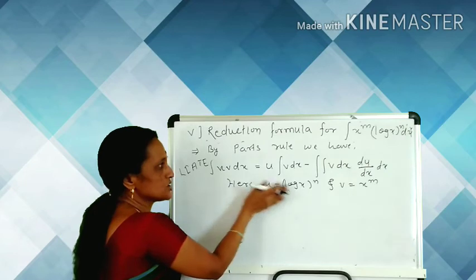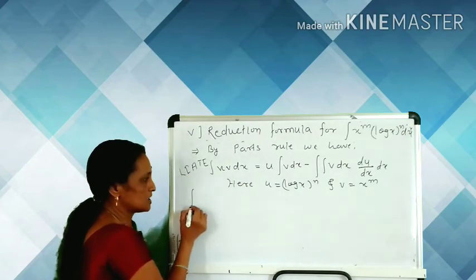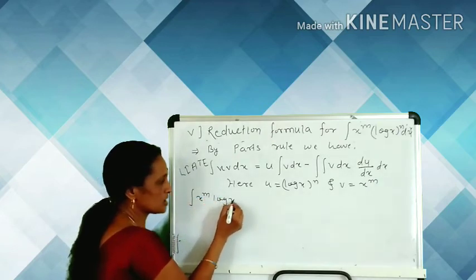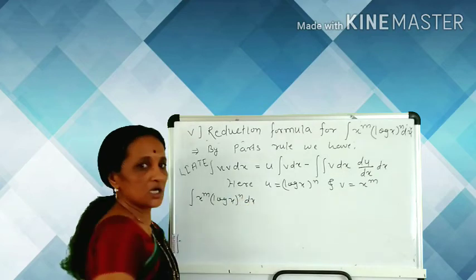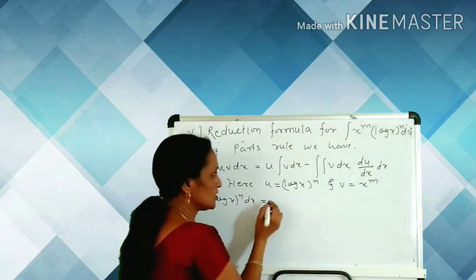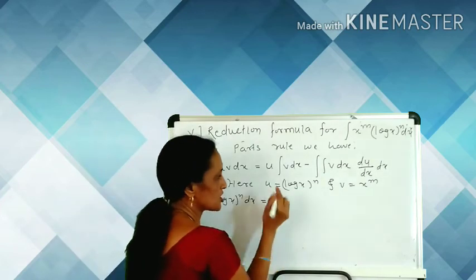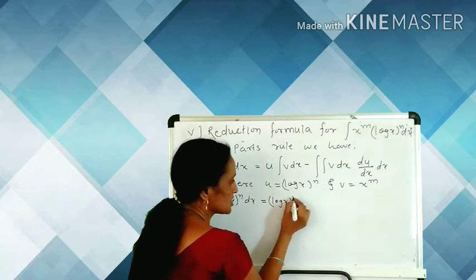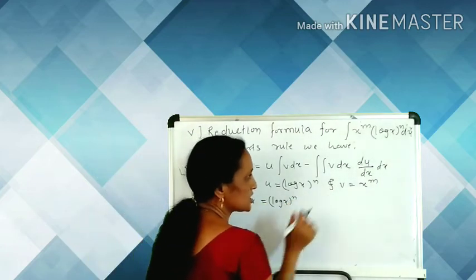Put these values in the by parts rule and we get: integration of x raised to the m multiplied by log x raised to the n dx is equal to the first function, log x raised to the n, multiplied by the integration of the second.